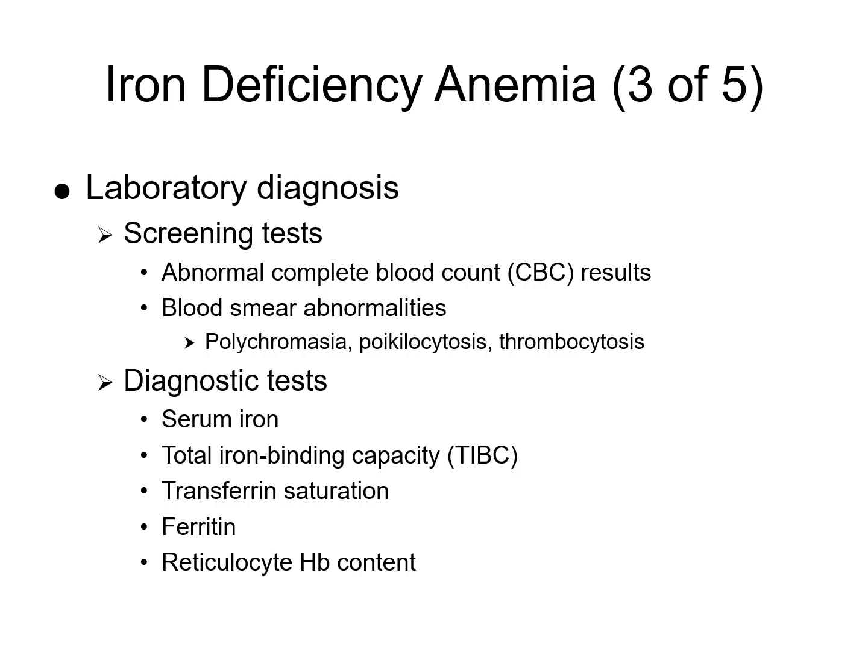However, it can be normal or even elevated during inflammation or infection since it is an acute phase reactant, so keep that in mind. Reticulocyte hemoglobin content will measure your hemoglobin content in reticulocytes. It's usually decreased in iron deficiency anemia, which will indicate a reduced iron availability for new red blood cell production.